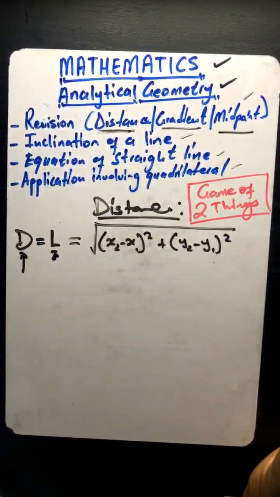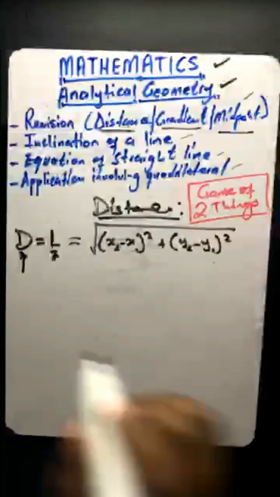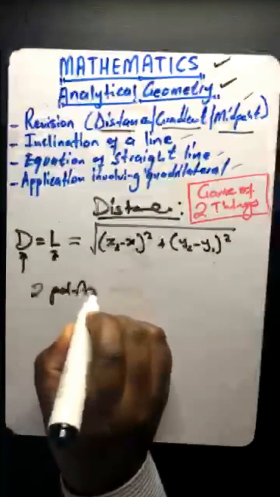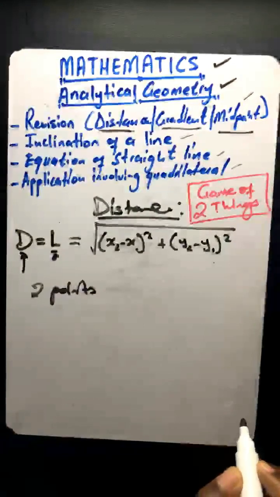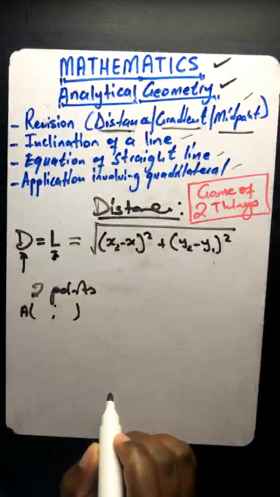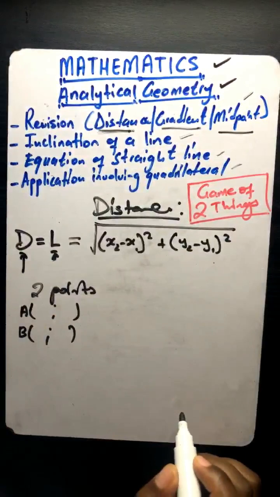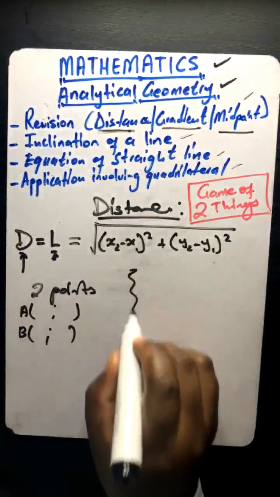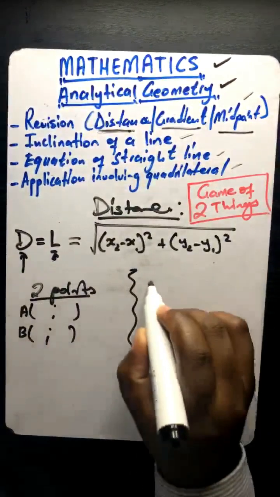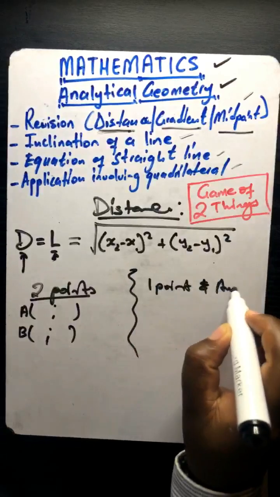So let's see. What are the two things that you should be having? It's either you have 2 points. 2 points we are referring to, for example, point A having the coordinates x and y, and also the second point having 2 coordinates x and y. If you don't have 2 points, then you must be having 1 point and an answer.